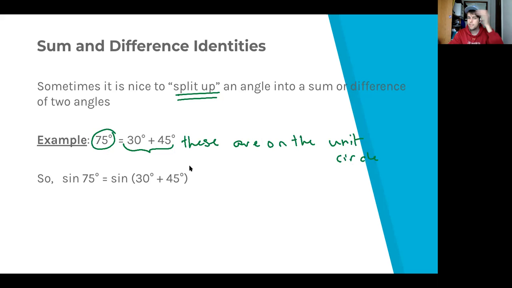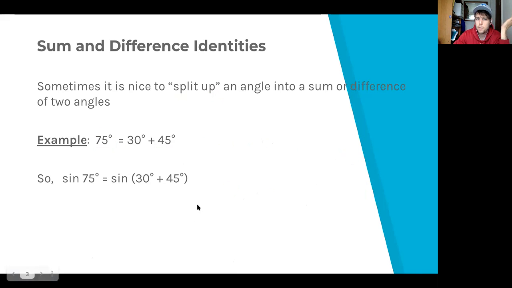That's not the only way to get 75. Using unit circle angles, we could also do something like 120 minus 45. We could do it as a difference as well. That would also give us 75. Anyway, we have a couple identities that help us work with something like this.